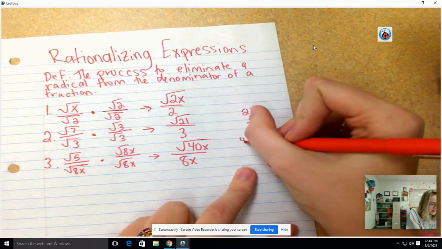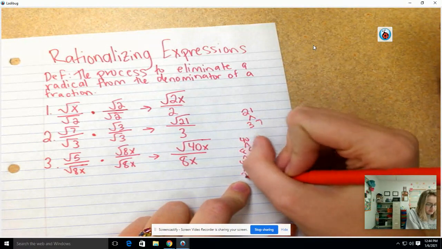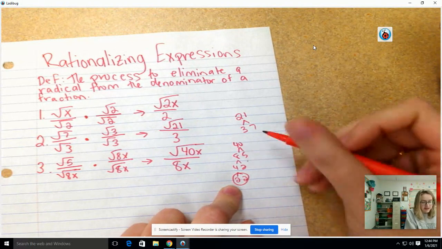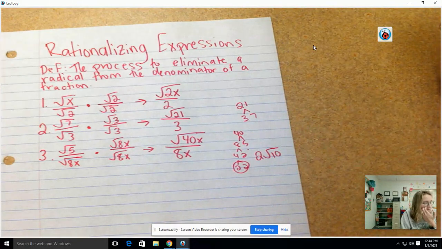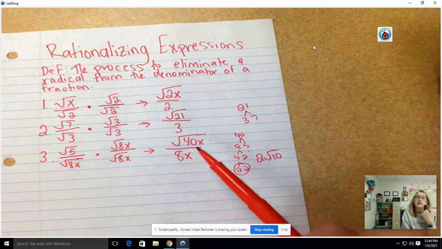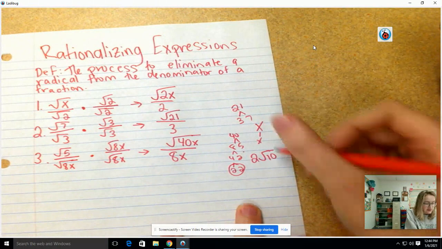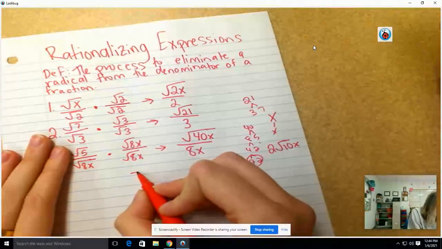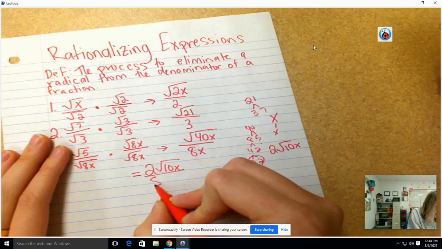So we're going to start with our 40. That's going to give us 8 and 5, 4 and 2, 2 and 2. I have a pair, so that's going to give me 2 radical. 2 times 5 is 10. So that's going to give me 2 radical 10. And then my x. Can I divide x by 2? No, I cannot. If I was to make my factor trees, I just have an x and an x, no pairs, so it's going to stay in the radical. So your answer for this one becomes 2 radical 10x over 8x.